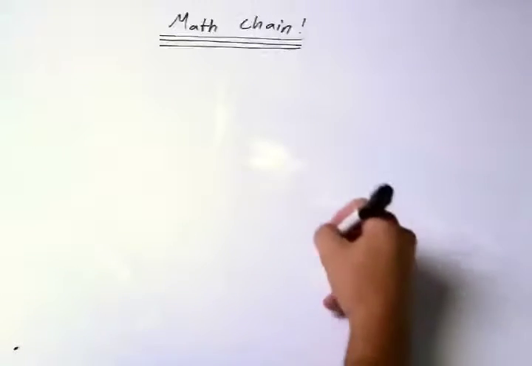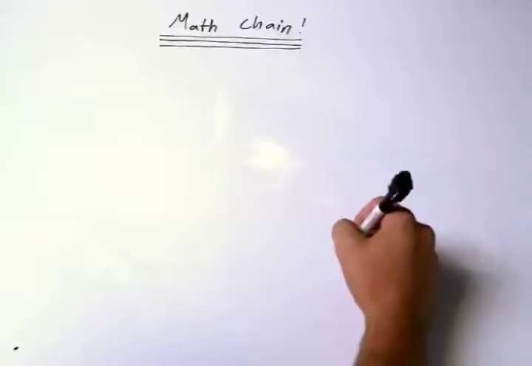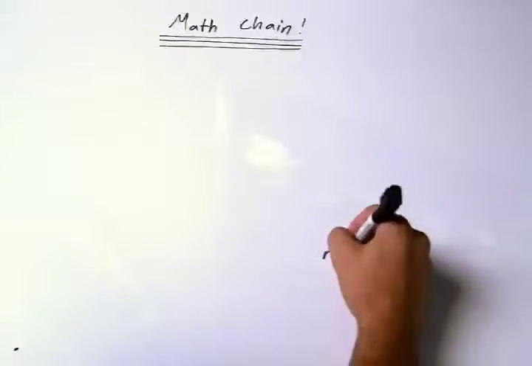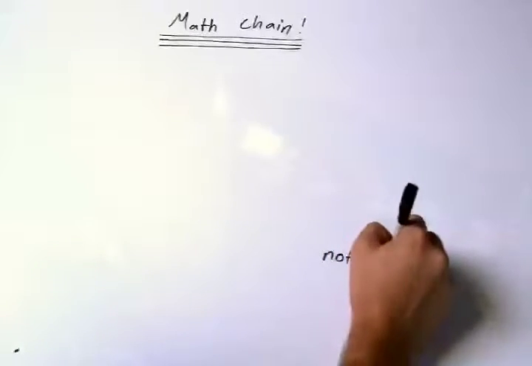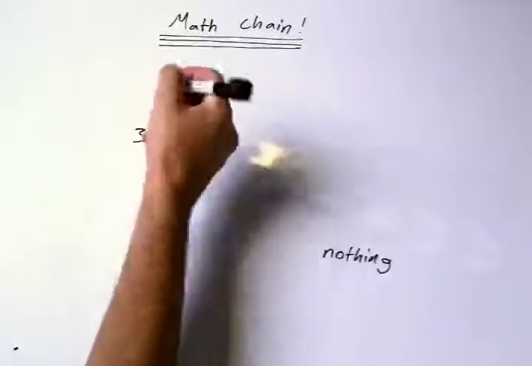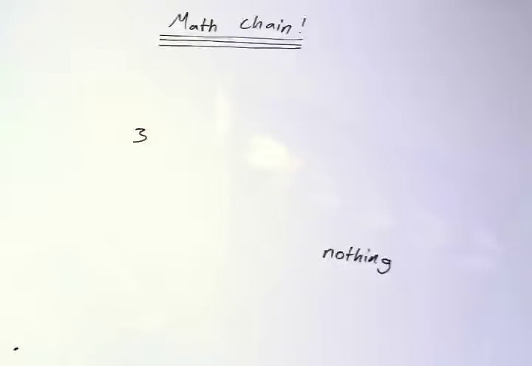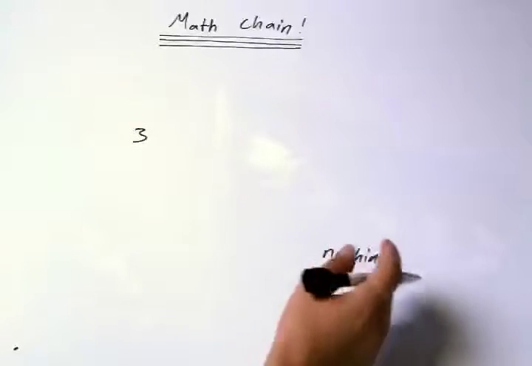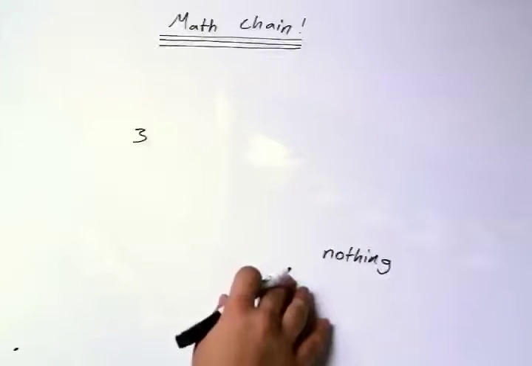I'll start at the bottom of the chain, which is the lowest thing we can visualize in mathematics, and that is doing nothing to a problem. If I have 3, I just have 3. That's it. I'm not doing anything. The 3 has nothing happening to it.